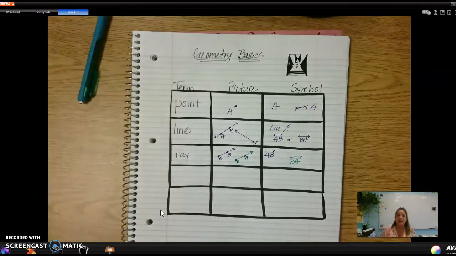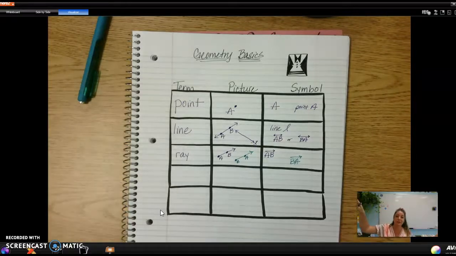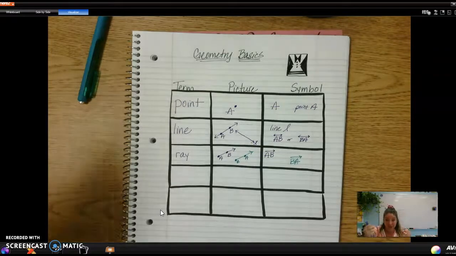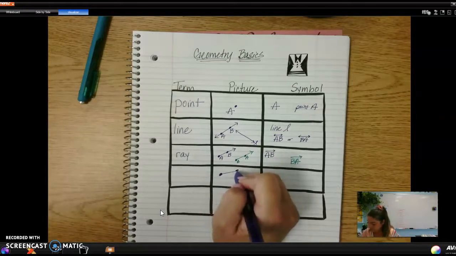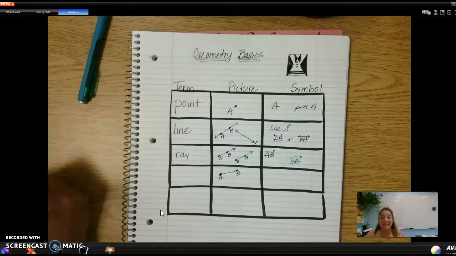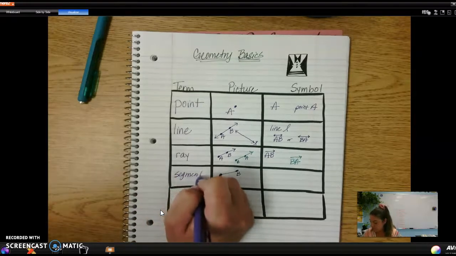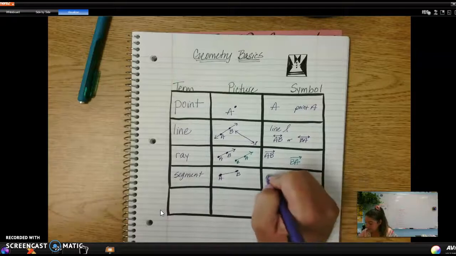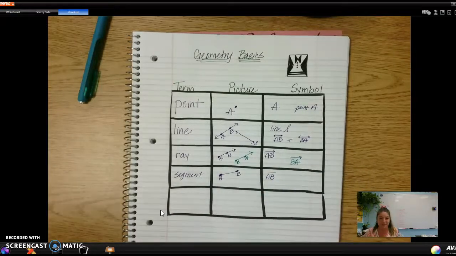We got lines, we got rays. What if the line doesn't go off in either direction at all and it's just stuck right there between A and B? So what if you have something that looks like this? What do we call it? Well, that is called a line segment. And so that's just a portion of the line, okay? And you write AB, and you just draw a little segment on top of it, okay?